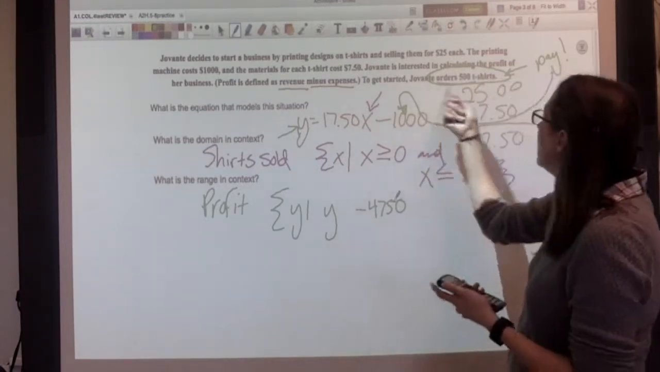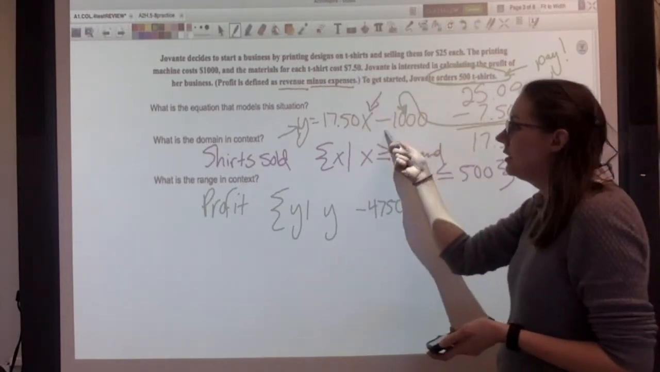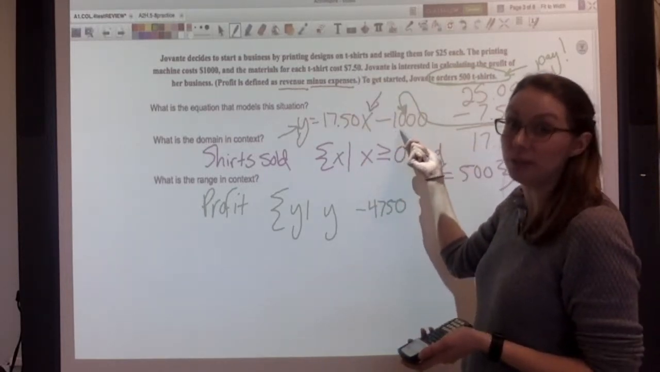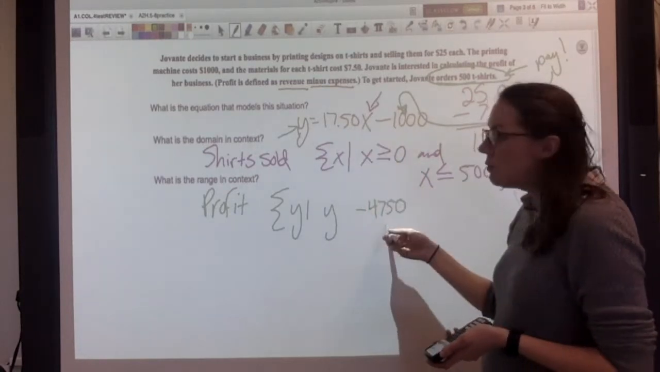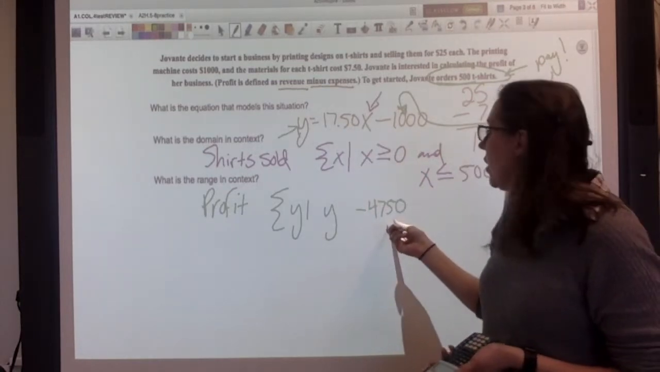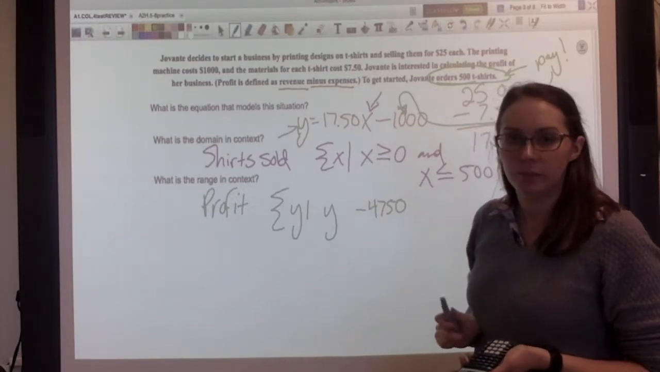Because she paid for these shorts. She already ordered them, so she has to pay for them. And she has to pay for that machine still. Now, we took care of this $750 here when we wrote our equation, but we still need to take it into consideration when we are dealing with our range context.